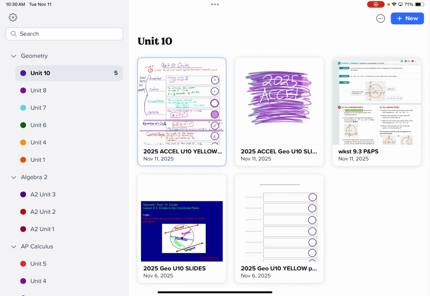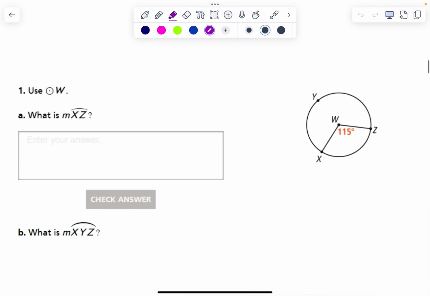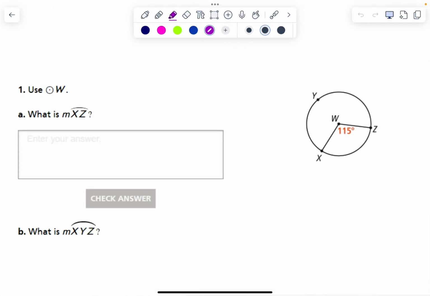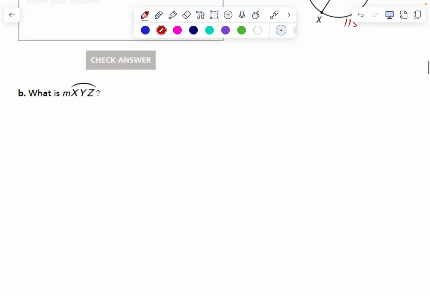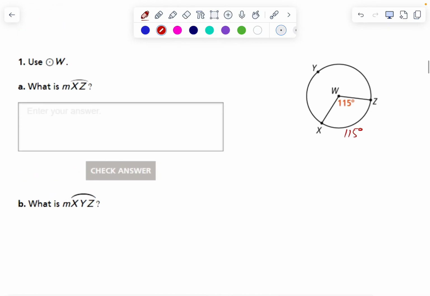All right, that said, let's look at these. What's the measure of arc XZ? Just say it. It's also 115. Yep. Okay, what's the measure of arc XYZ?